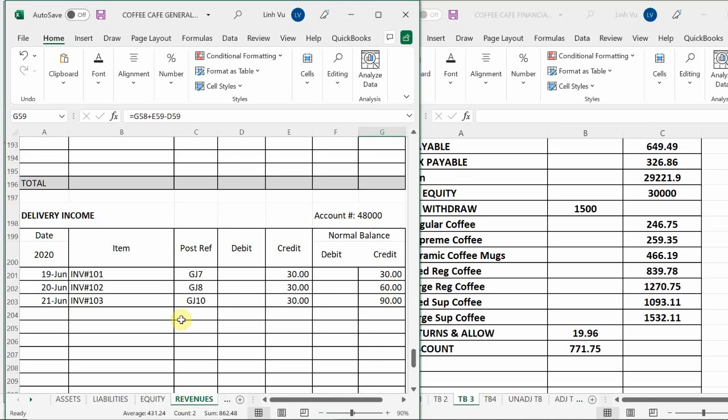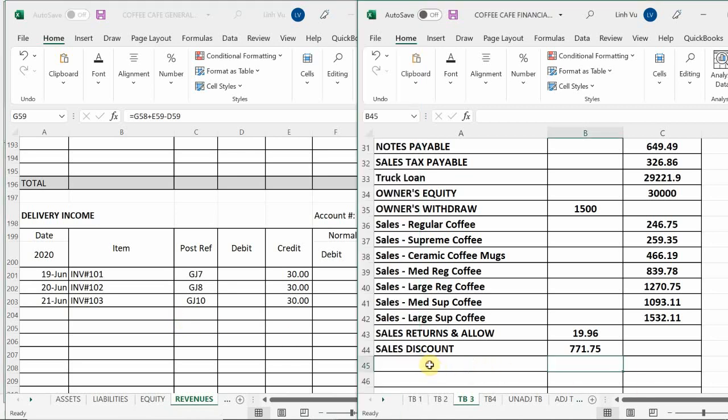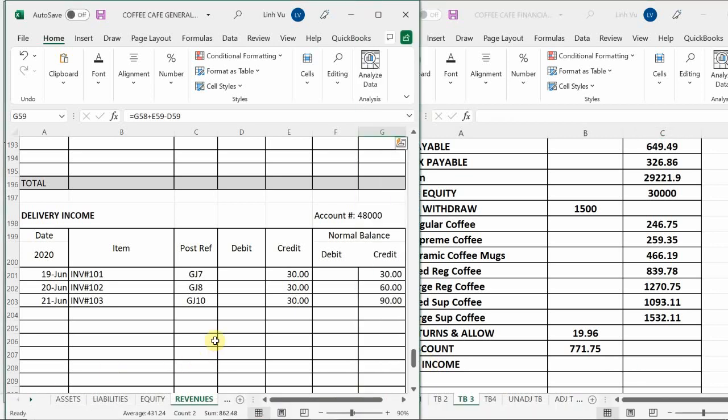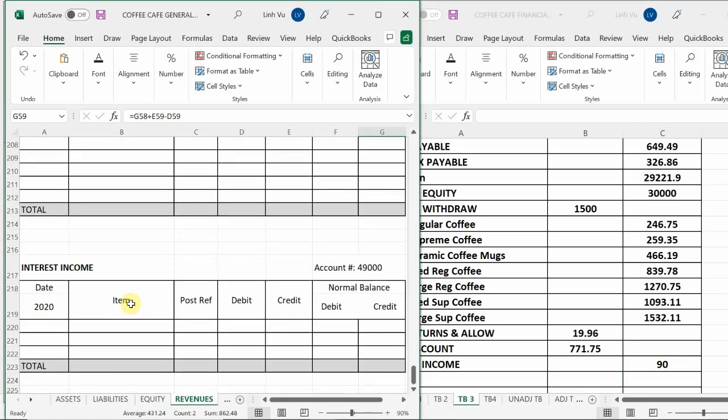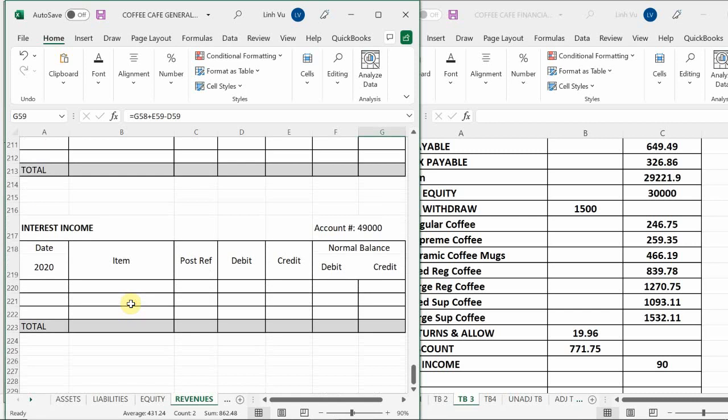We have some delivery income. For how much? For $90. Okay. Last but not least, interest income, none. Okay. So we're done with our revenues.